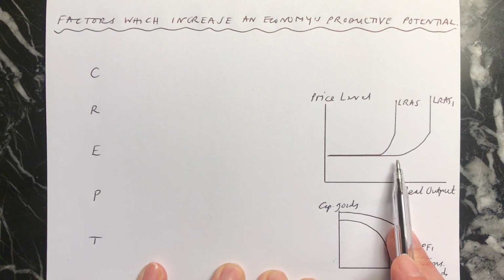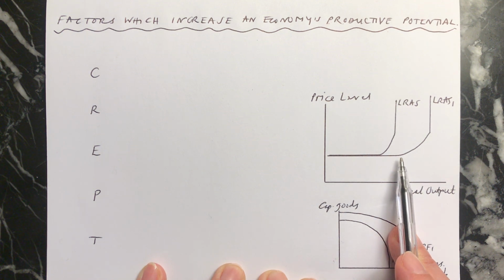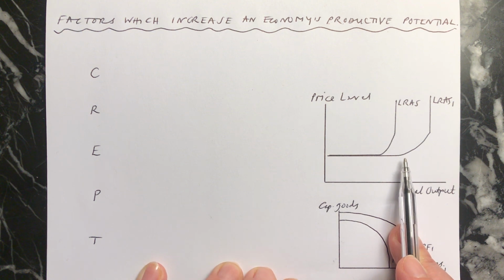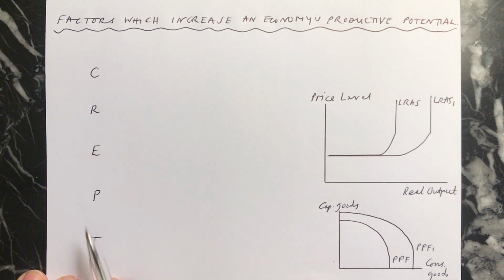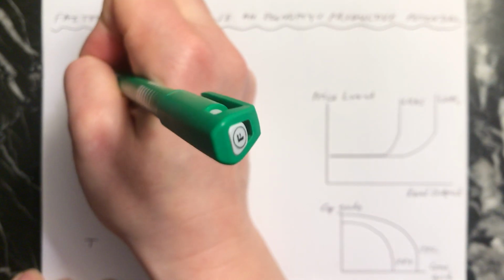This type of long run aggregate supply curve I've drawn here is a Keynesian one. Remember, there's another type as well that you could use. So this is the way to remember: CREPT, a bit like a crepe, a very thin pancake. And the first one is competition policy.